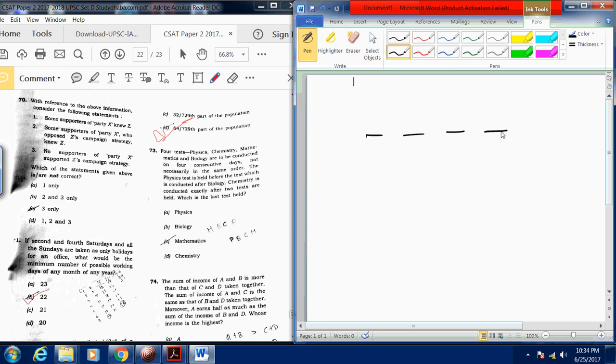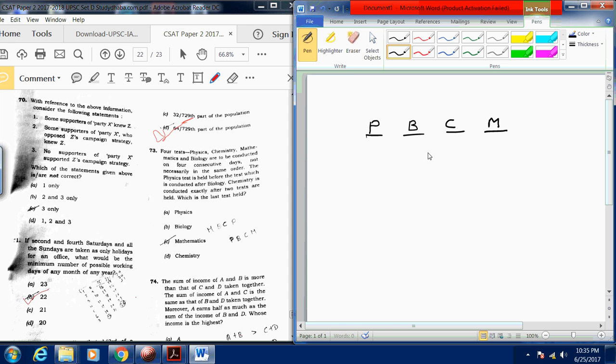Four subjects. Now, the physics test is held before the test which is conducted after biology. So firstly, chemistry is held exactly after 2 tests are held. So 1, 2, chemistry will be here. Chemistry is fixed. Now, the physics test is held before the test which is conducted after biology.